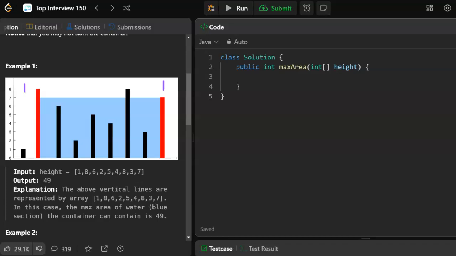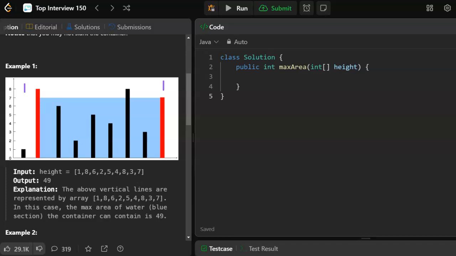So what have we got here? On the left, we have a line of height 1. On the right, we have a line of height 7. So we've got to take the smaller of the two lines, which is 1, and the distance between them, which is 1, 2, 3, 4, 5, 6, 7, 8. Okay, so 1 times the width, which is 8, gives us an area of 8. It's not very good.